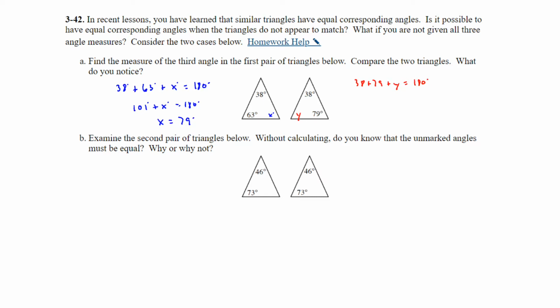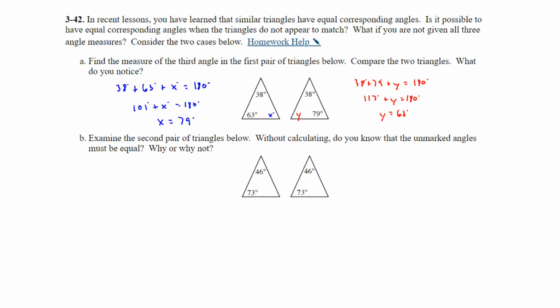And on this one, we got 79 plus 38. So what's that, 117? And then take 180 and subtract 117. And that will be 63 degrees.